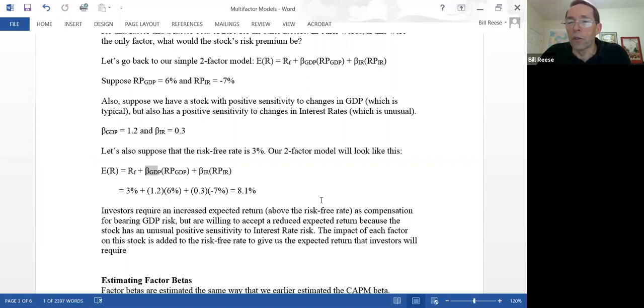So there's a way to get around some of these difficulties, the difficulty of getting a risk premium, the difficulty of finding these things. And that is by putting together factor portfolios. That's going to take us a little while to get into, so we're going to do that in another video where we talk about factor portfolios.